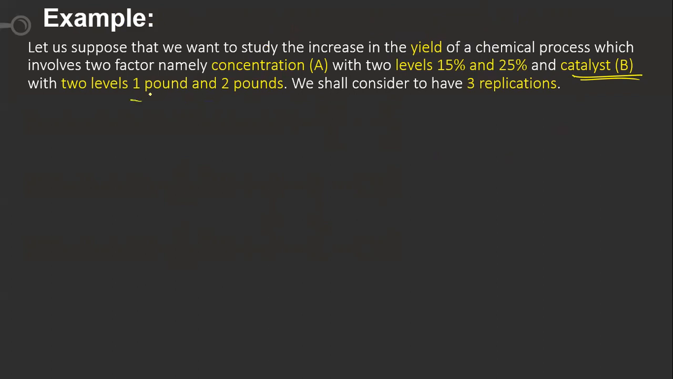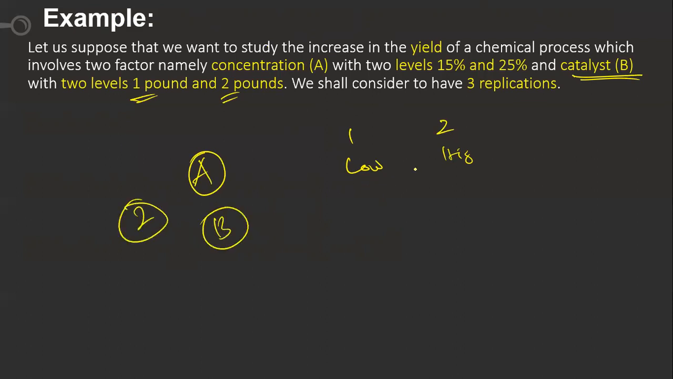Which is having 1 pound and 2 pounds. From 1 pound to 2 pounds, I'm increasing. This is the lower level. This is the higher level. So here, how many factors are there? A and B, there are 2 factors. And how many levels are there? 2 levels. So we are calling it 2 power 2 factorial here.